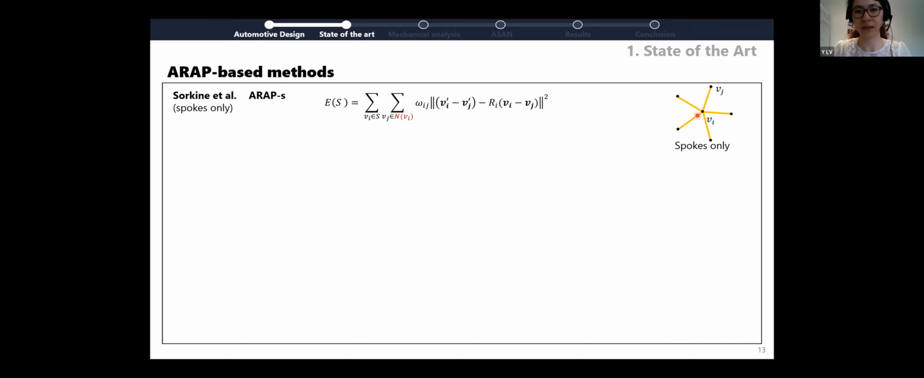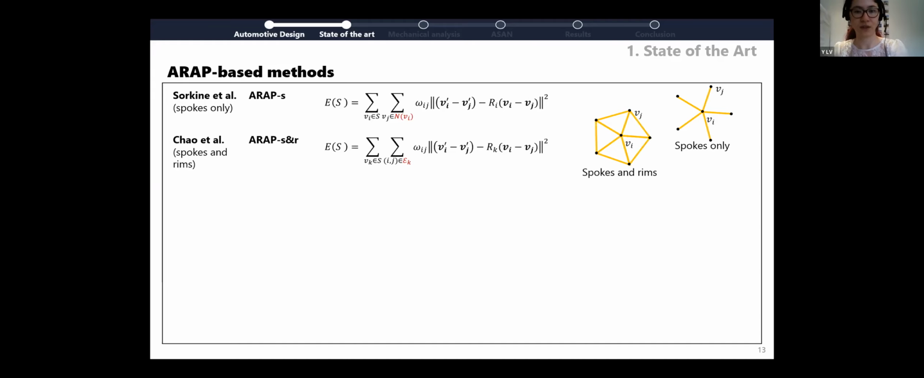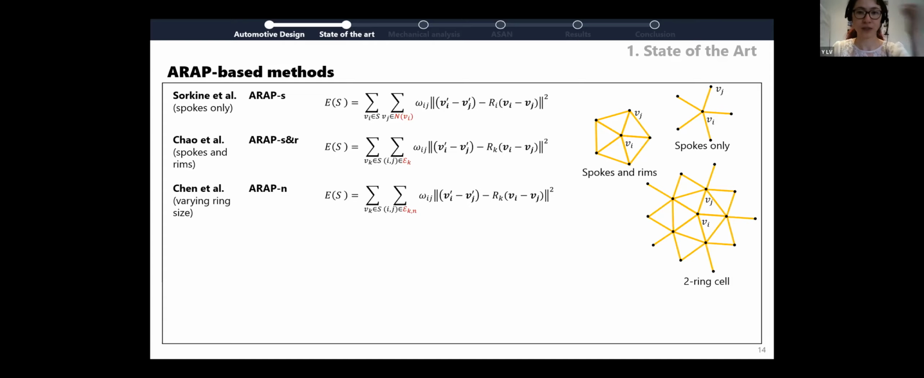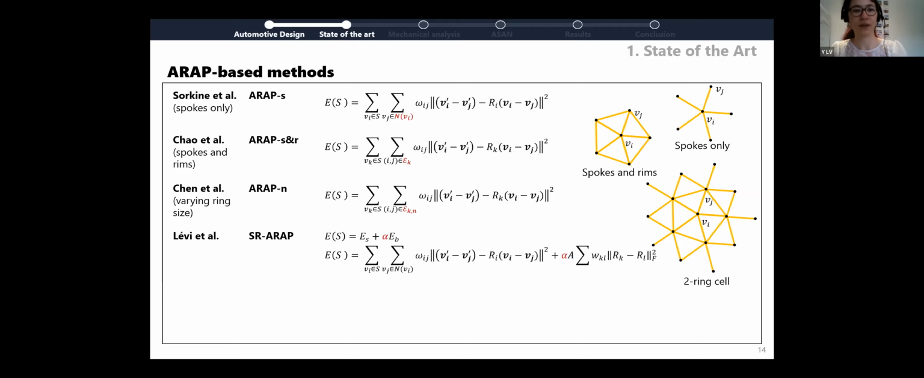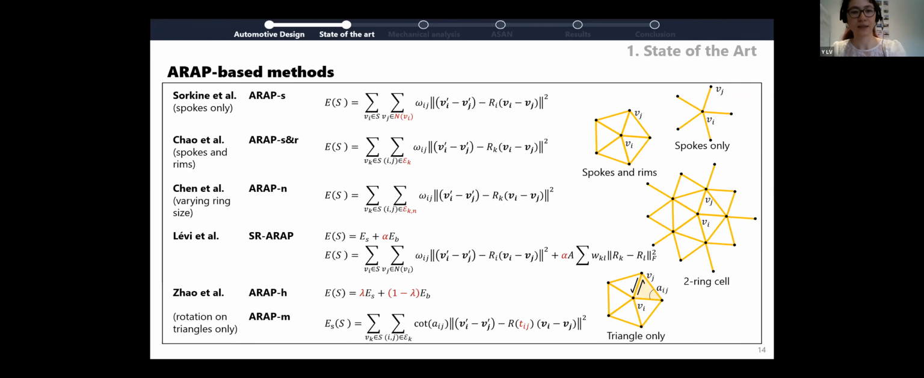So in the initial method of Sorkine and Alexa, only the spoke edges were taken into account, but this could cause robustness issues that were solved by Chao and colleagues, who added the rim edges as well. And they also got this way a better equivalence with a continuous strain energy. Then several strategies were developed to get some stiffening effect. So Chen and colleagues proposed to increase the cell size. Levi and colleagues added a bending stiffness term weighted by a global parameter. And Zhao and colleagues also weighed stretching and bending energy, again by a global parameter.